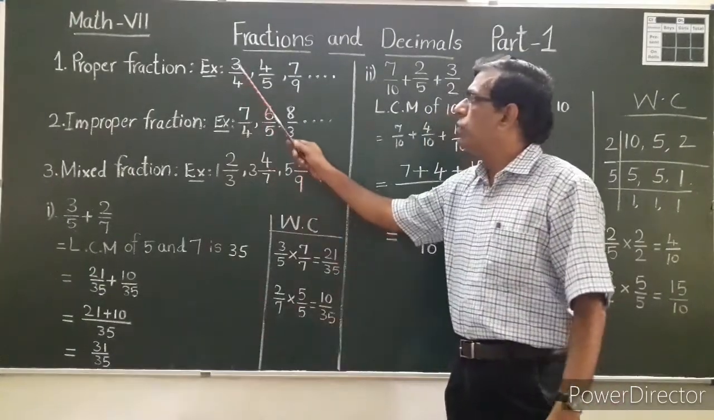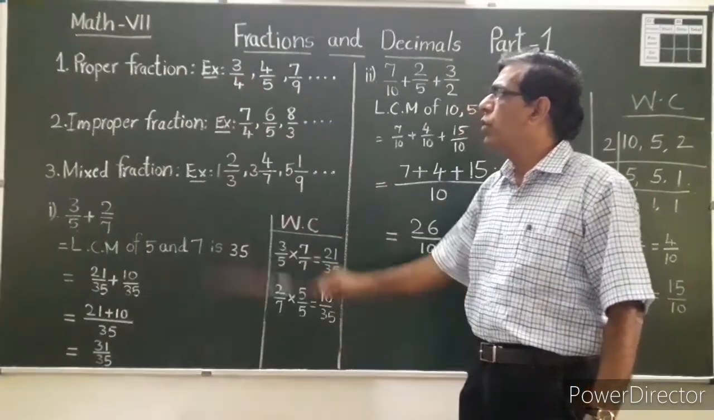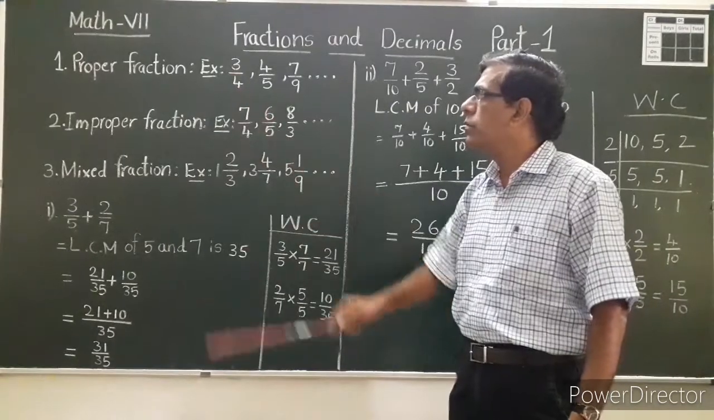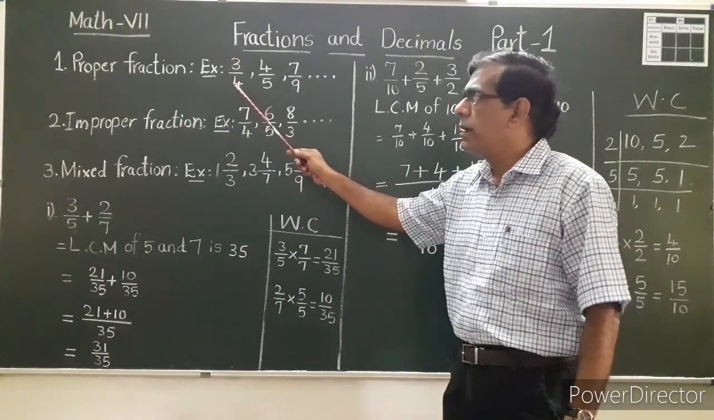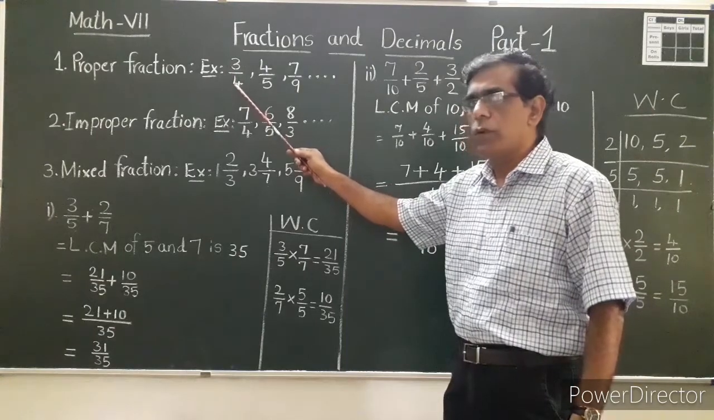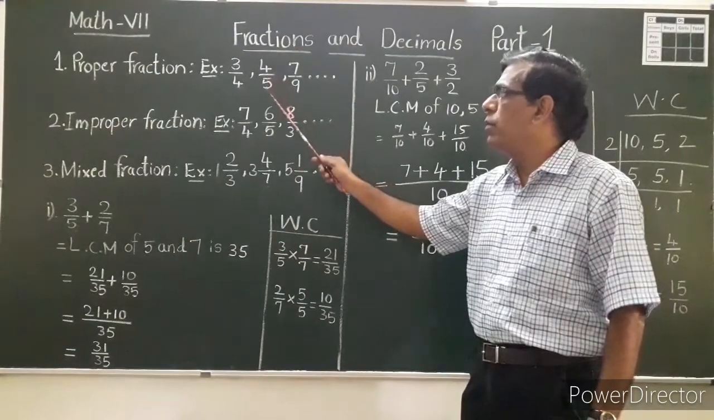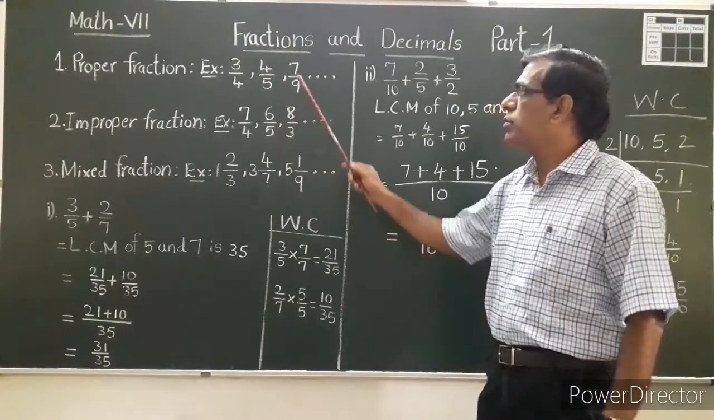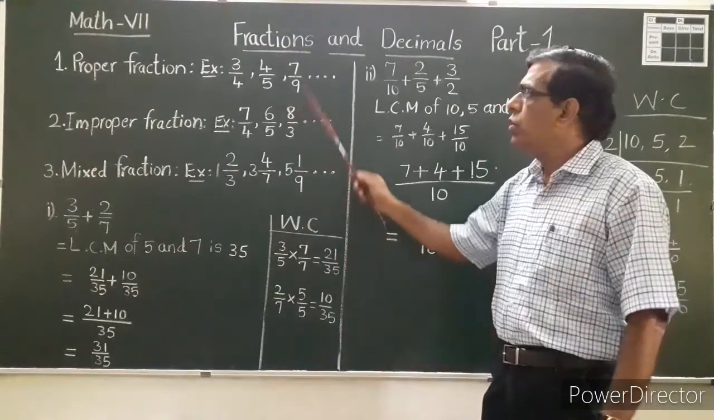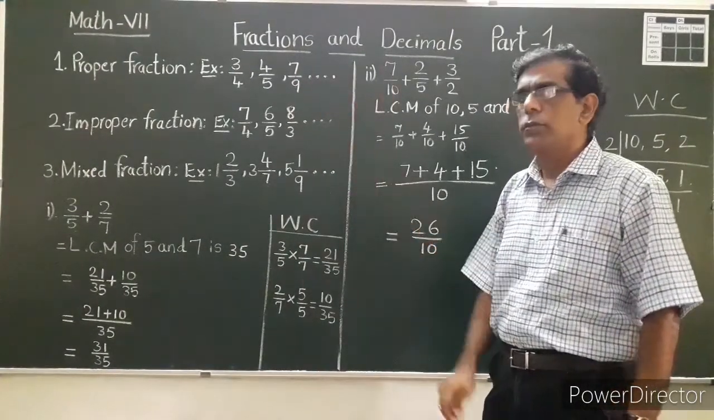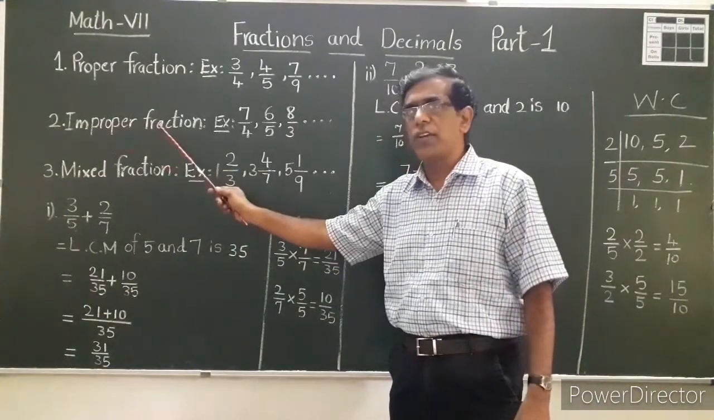Example, 3 by 4. Here 3 is the numerator, 4 is the denominator. Here the numerator 3 is less than its denominator 4. The second one is 4 by 5. The next one is 7 by 9, and so on.